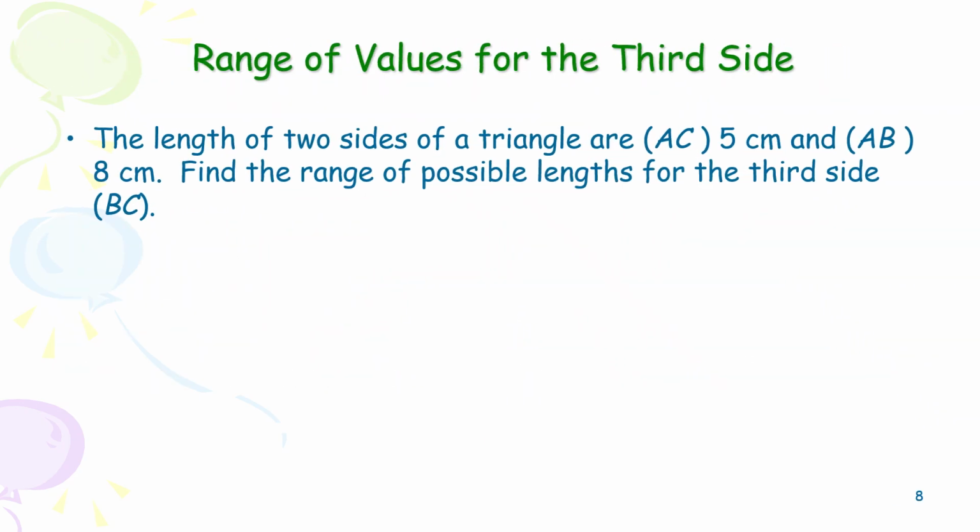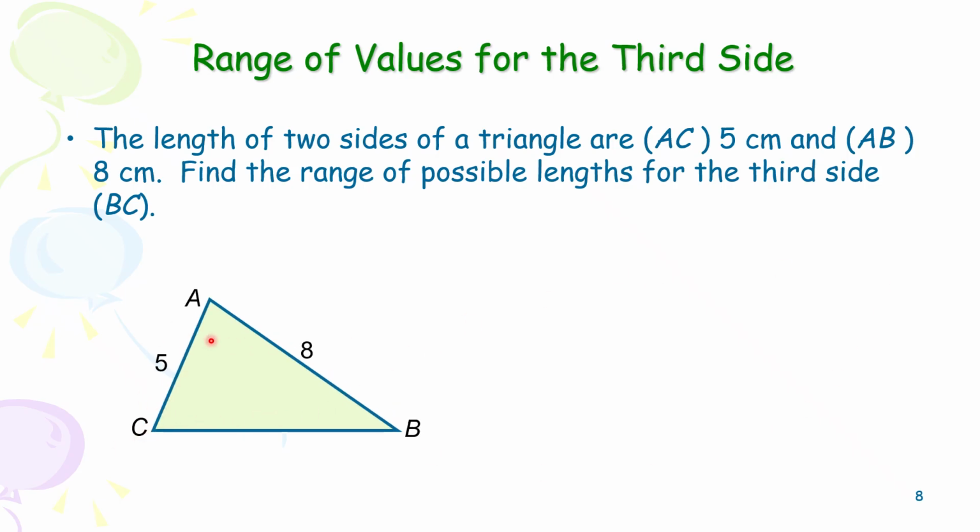Now, what about the range of the values for the third side? The lengths of two sides of triangle ABC: AC is 5 centimeters and AB is 8 centimeters. Find the range of possible lengths for the third side, BC. Okay, so we have this triangle ABC.